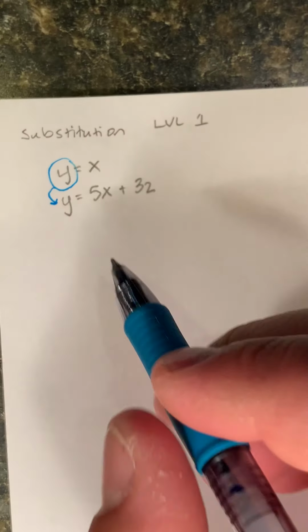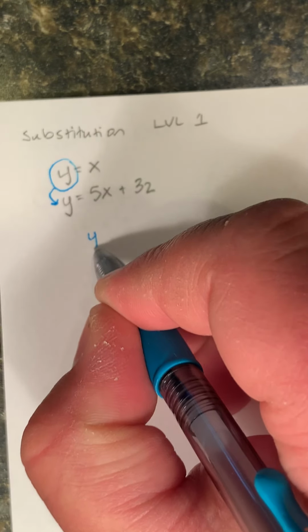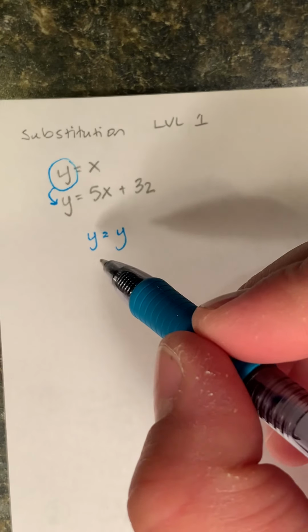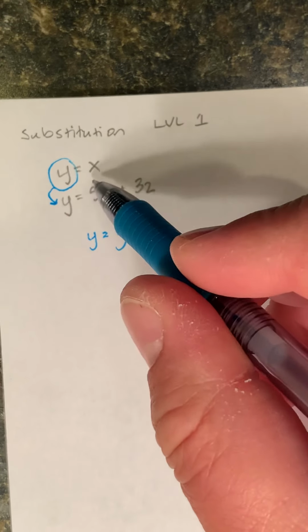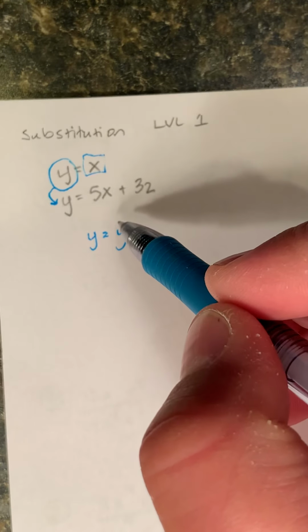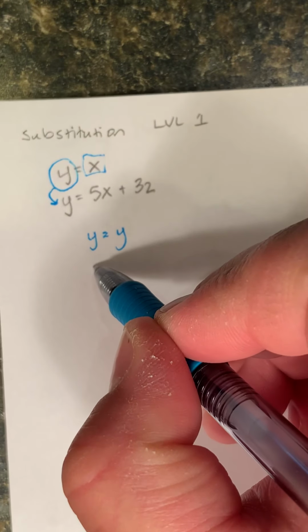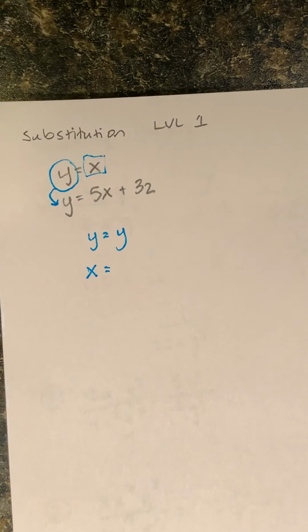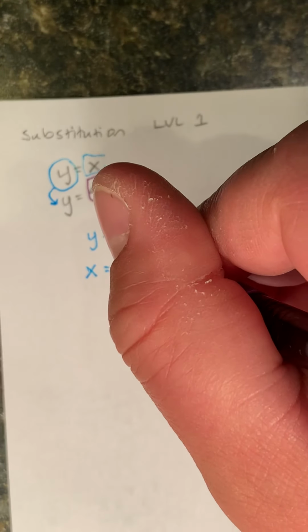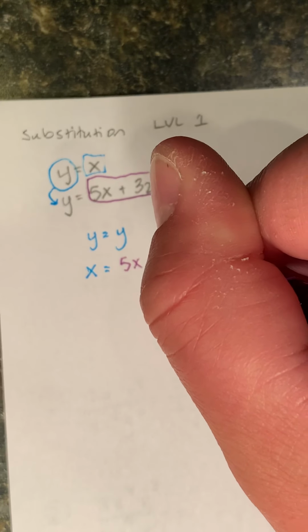If you're wondering how that works, if we're talking about anything in algebra, if I set y equal to y, that would have to be true. Otherwise, there would be no point in trying anything in algebra. Since y has to equal y in each problem, I can take this side and set it equal to the other side. So this y equals x, so on this side I'll put x equals, and on the other side, 5x plus 32.